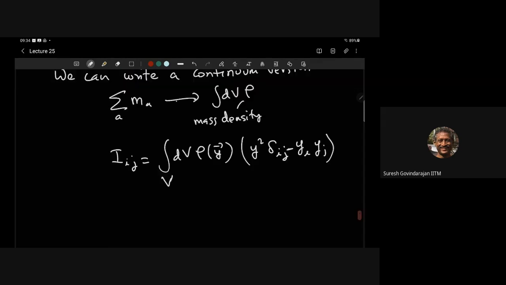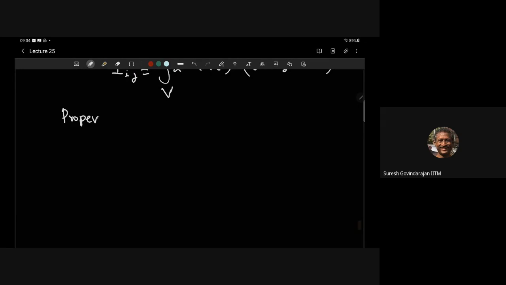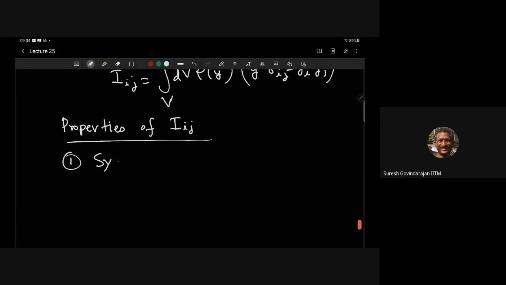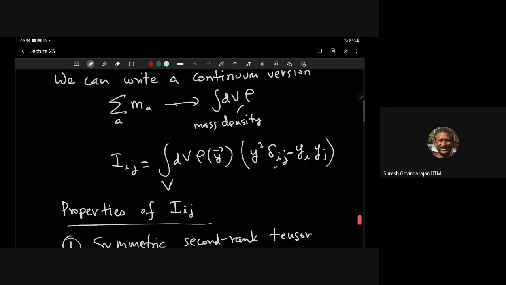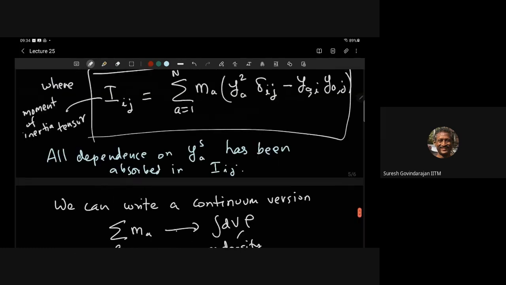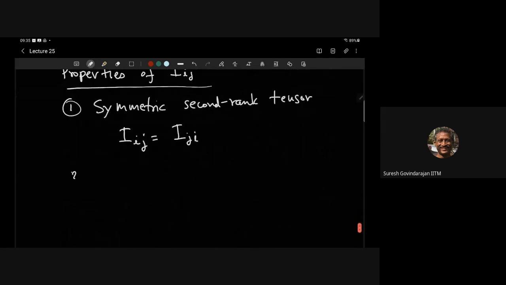Okay, so let's write some properties. First one is it is a symmetric second rank tensor. Symmetric means I_ij is equal to I_ji. Very easy to see because delta_ij is symmetric, so is y_i y_j. So it's obviously symmetric either here or in the discrete form. Okay. So there's a second way of writing it. You can think of I_ij as represented by a 3 by 3 matrix.